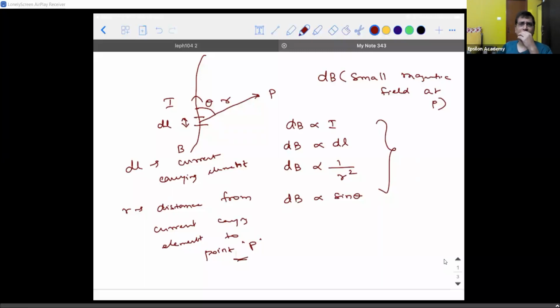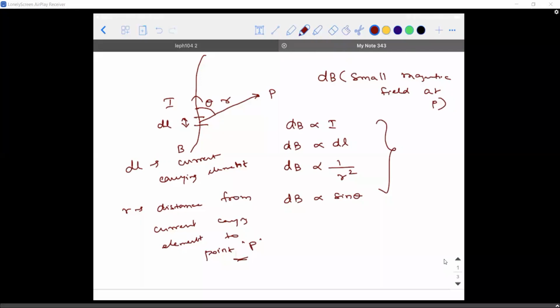It's something similar to charge. If this is the charge, and you're close to the charge, you'll experience more electric field. If you move away, it is going to decrease. Okay, sir. Understood.